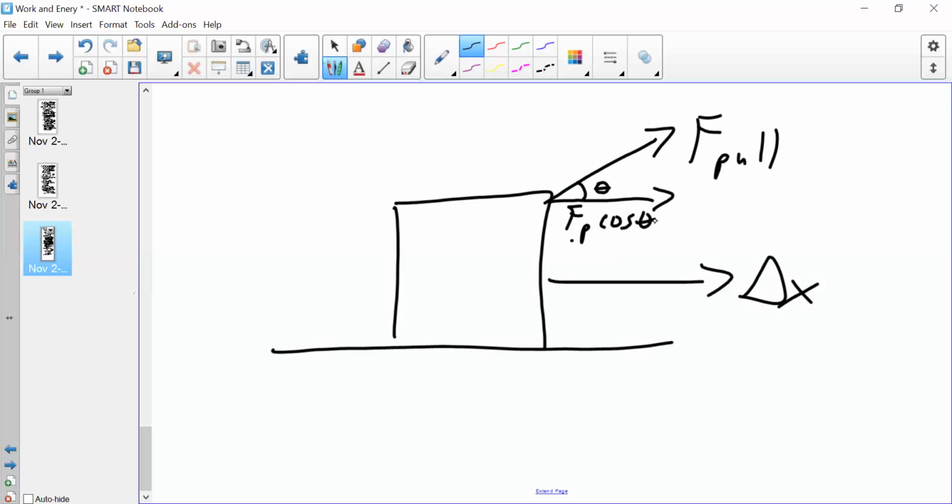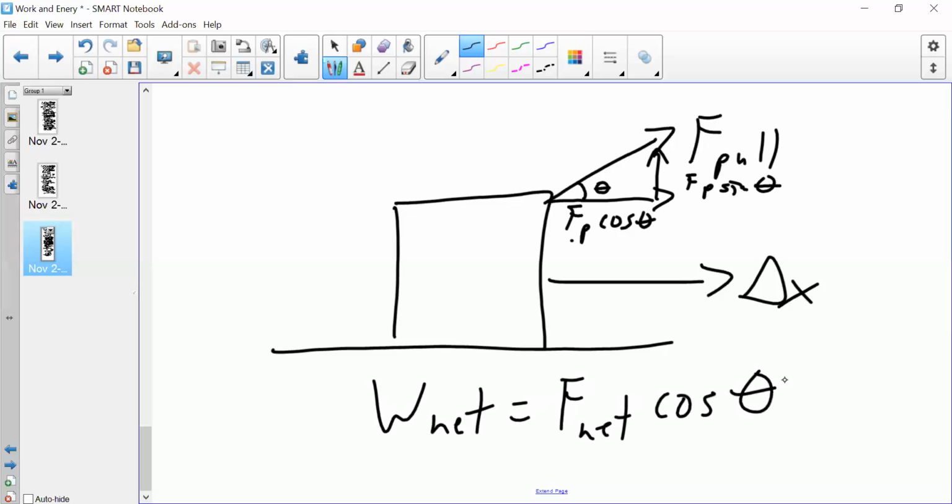That's going to be the part of the force that's going to produce work on this box, because this is the force that's moving in the same direction, or parallel to displacement. The sine component doesn't matter, or it's not going to be producing any work in the system. So a generalized equation for work would be this. Net work is going to be F net cosine theta times delta x.